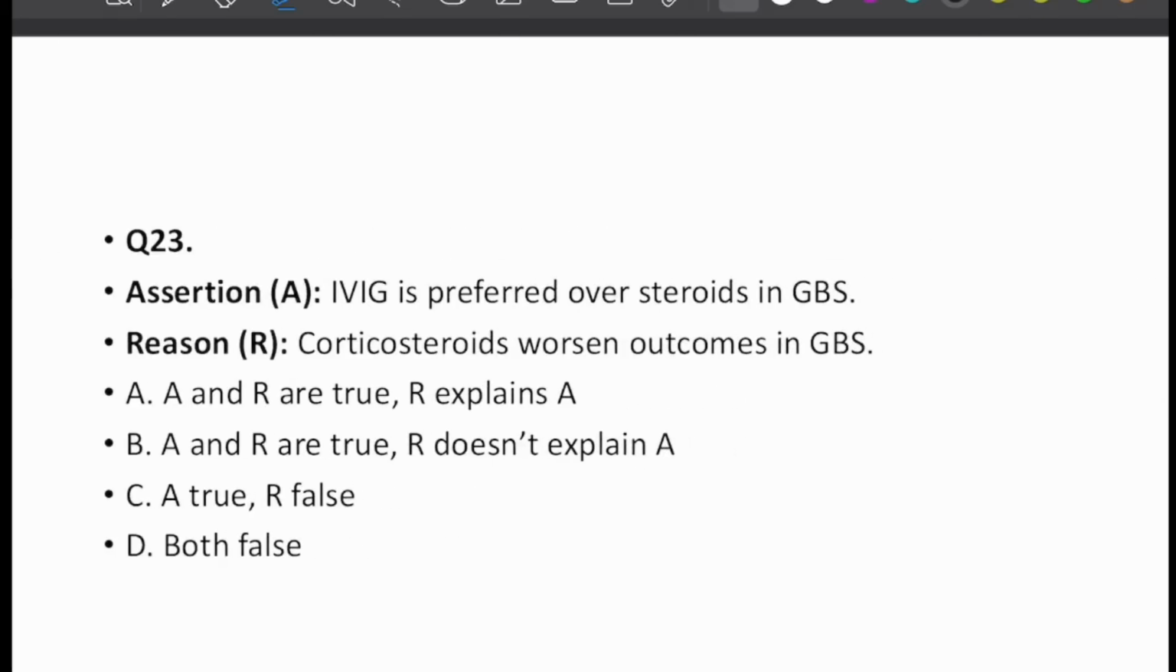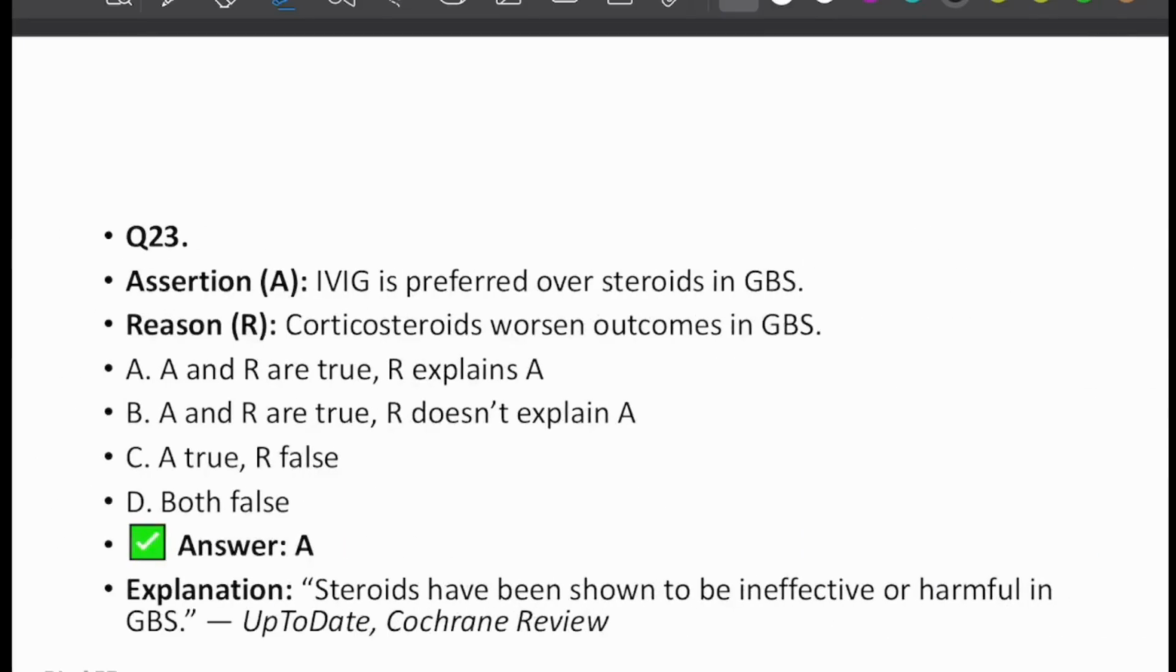Assertion: IVIG is preferred over steroids in GBS. Reason: corticosteroids worsen outcomes in GBS. You know the types of responses. Write down your answer. Steroids have been shown to be ineffective and harmful in GBS. So the answer is A.